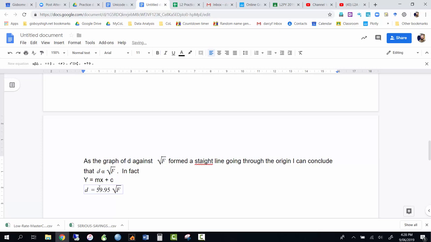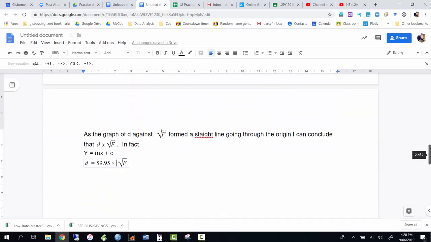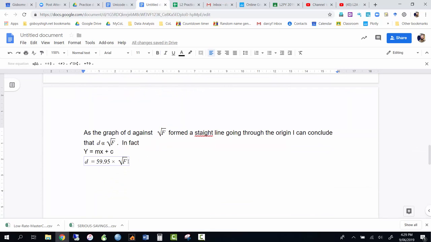Put a multiplied symbol in, times square root f. What's my y-intercept? 0.075. Oh, that needs to be outside the square root sign, plus 0.075. So that's my equation of y equals mx plus c form.